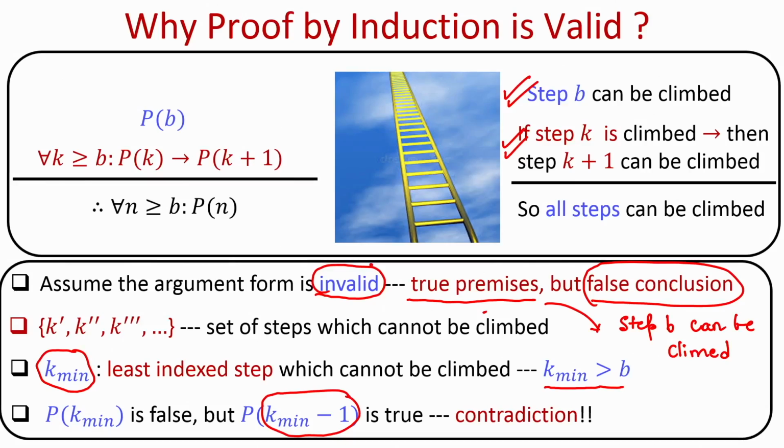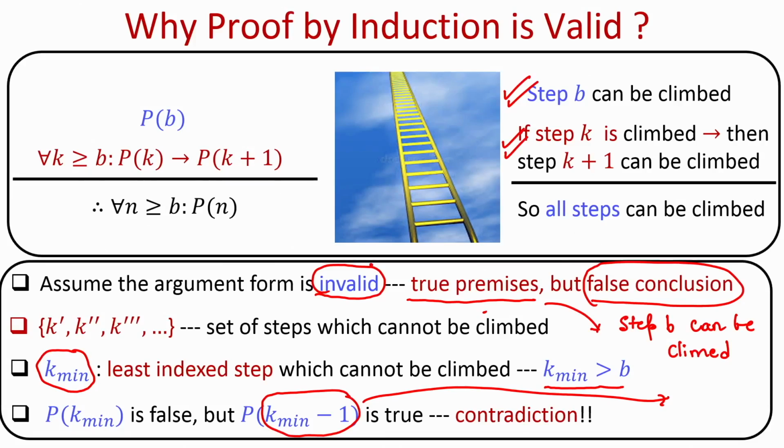But this gives a contradiction, because if step number k min minus 1 is reachable, then since my premises are true, it gives me the guarantee that step number k min can also be reached, right. That means the property p is true even for the element k min, because my premise is true. But then it is not simultaneously possible that k min is true as well as k min is false. That means my assumption that the argument form is invalid is an incorrect assumption, and that means the proof by induction is a valid proof mechanism.